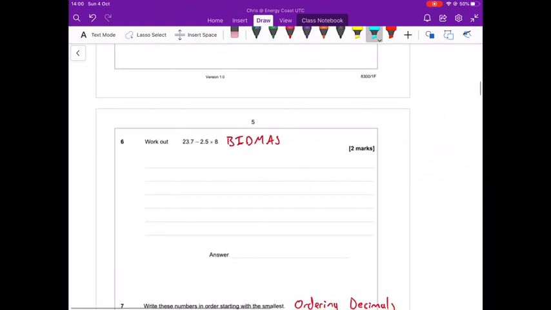Question 6. Right. Question 6 does not say it is a BIDMAS question, but it is a BIDMAS question because any question you get is a BIDMAS question. You need to always be thinking that in the back of your head, okay?